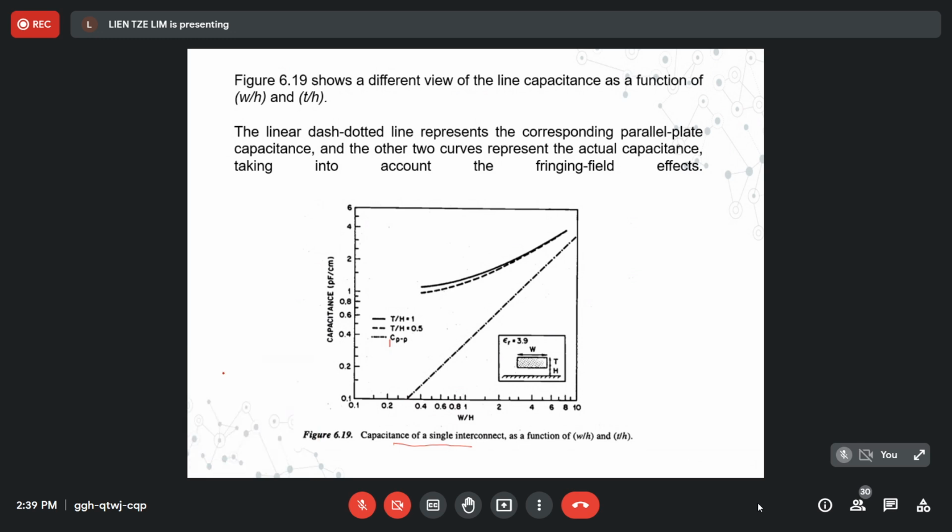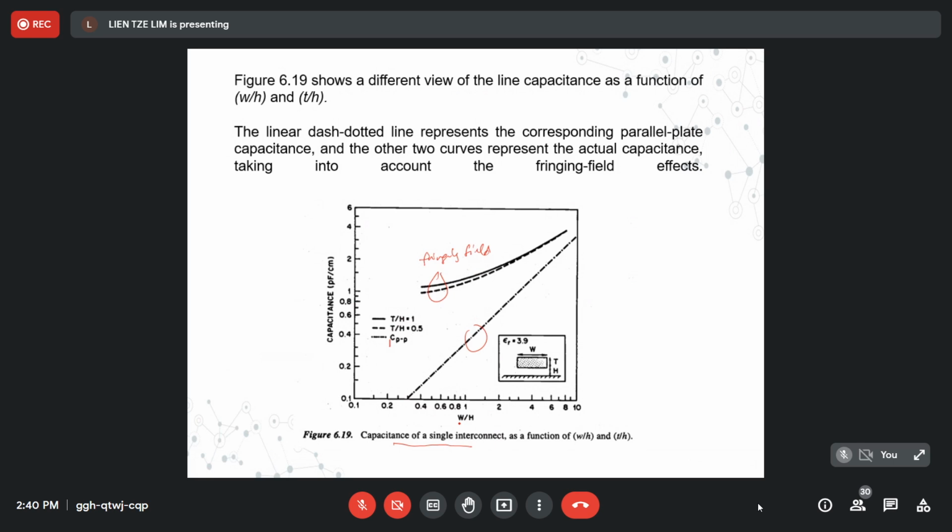Okay, the linear dashed dot line represents the corresponding parallel plate capacitance, this one. And the other two curves represent the actual capacitance taking into account the fringing field effect. So these two show the fringing effect capacitance. The lines here vary slightly because the thickness over the height is different, so the value is different.